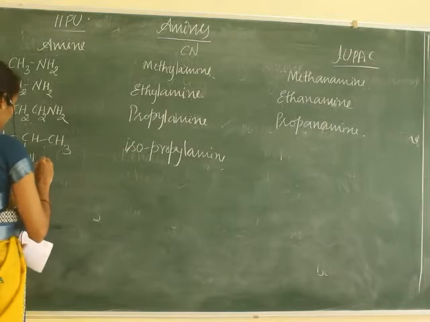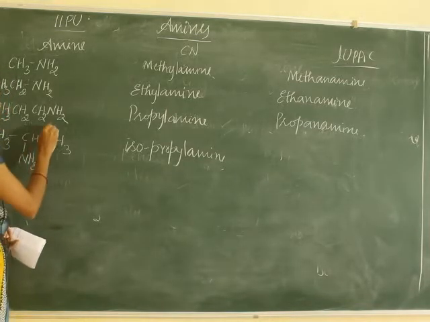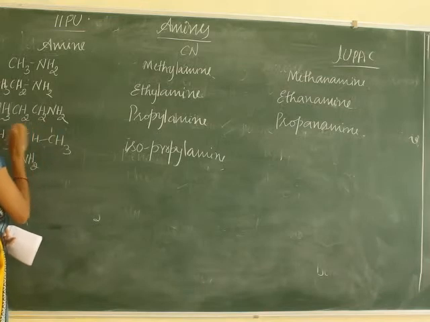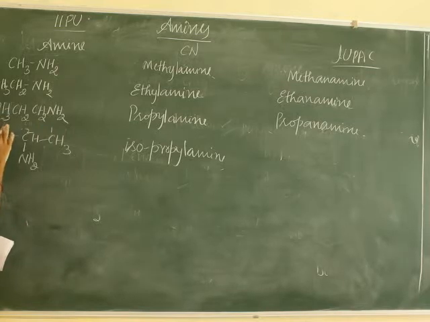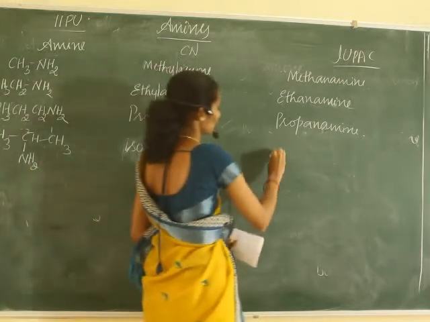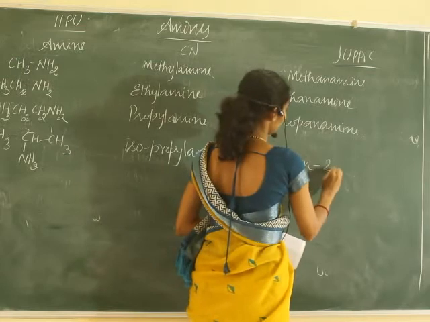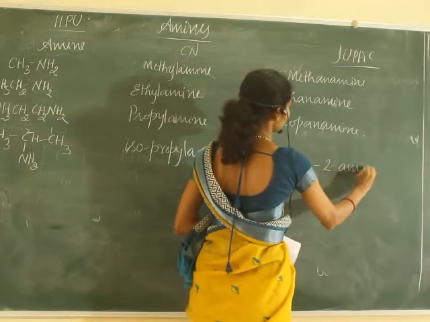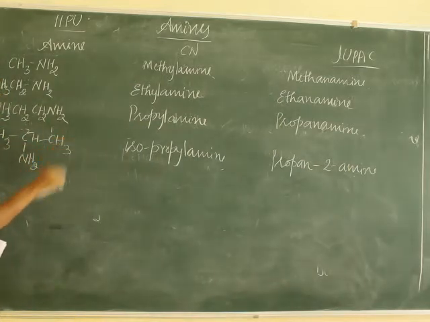For numbering, you have to give the number in such a way that the functional group should get the least number. I'll start from this side 1, 2, 3, or this side 1, 2, 3, same, and the IUPAC name of this compound is propane amine. At what position is the amine? At the second position the amine group is there. Propane 2 amine, propan-2-amine.